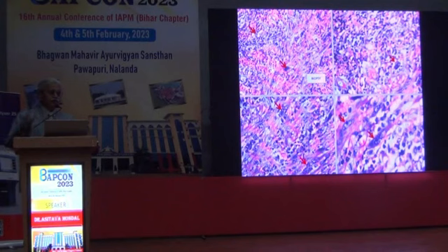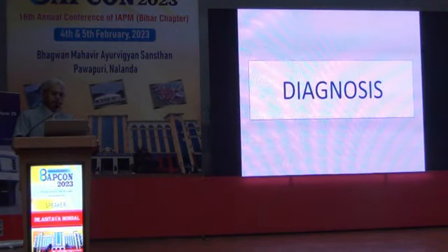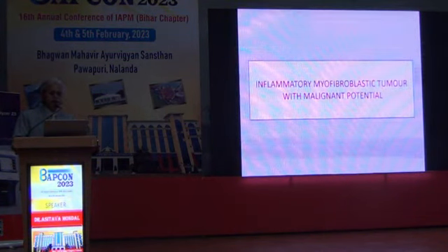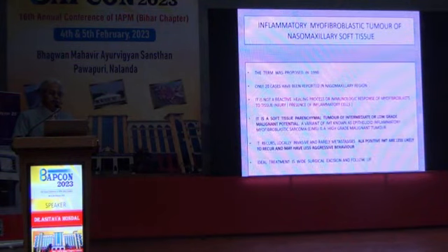So this is the importance of doing excised specimens with grossing. FNAC can give a diagnosis, IHC can stamp a diagnosis, but whether the tumor is potentially malignant or highly malignant, the gravity of the tumor, we have to do the excised specimen with histopathology. So the diagnosis is inflammatory myofibroblastic tumor with malignant potential.